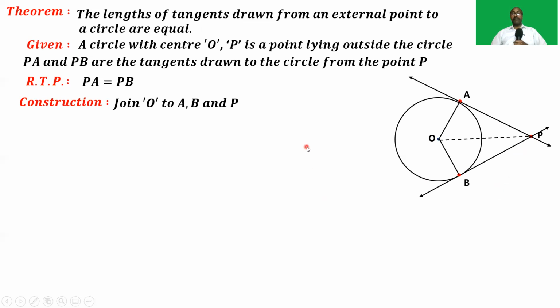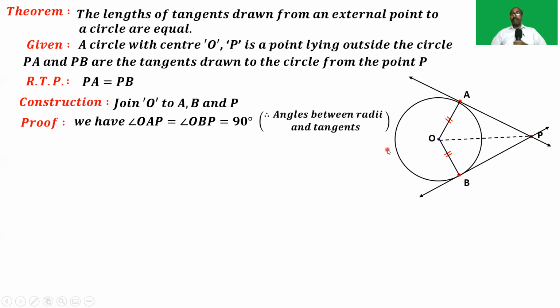So now let us prove that PA is equal to PB. As OA and OB are radii of the circle, we have OA is equal to OB. Now, in these two triangles, triangle OAP and triangle OBP, angle OAP is equal to angle OBP is equal to 90 degrees, because the angle between radii and tangents is 90 degrees.